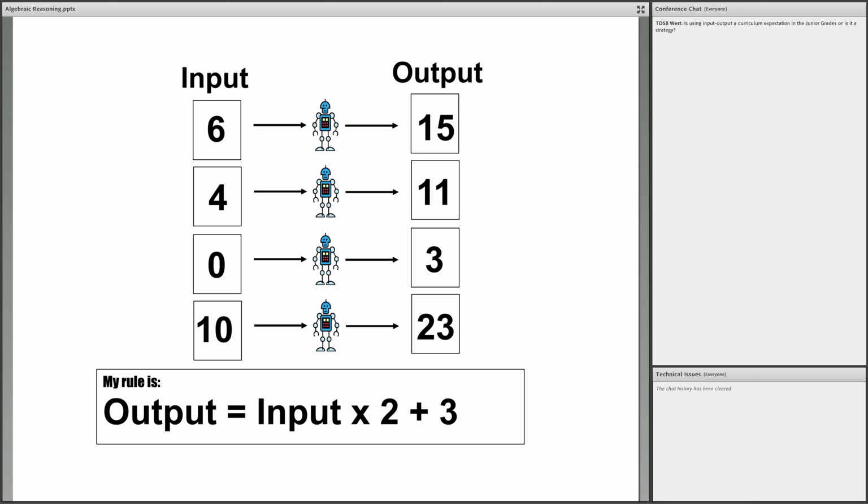Because if you have an input of 0, and a rule that has a multiplication part and an addition part, putting in 0 wipes out that multiplication part. And so you're only left with the addition part. And then you can go back to some of the former input-output pairings, subtract 3 from 11, for example, to get 8, and then divide 8 by 4, and that gives you the multiplier. So even though this is a way of getting kids to think about functional relationships, there's also a lot of really nice number sense thinking that happens during this as well.